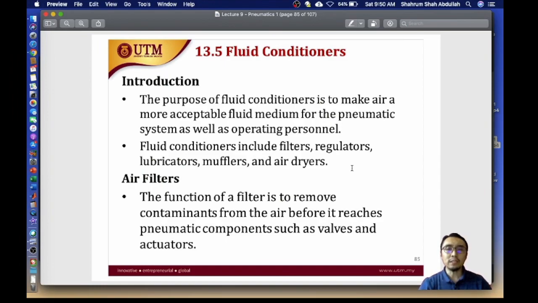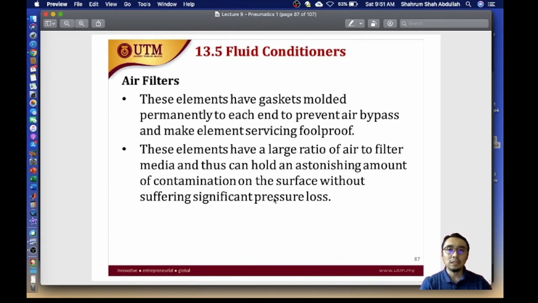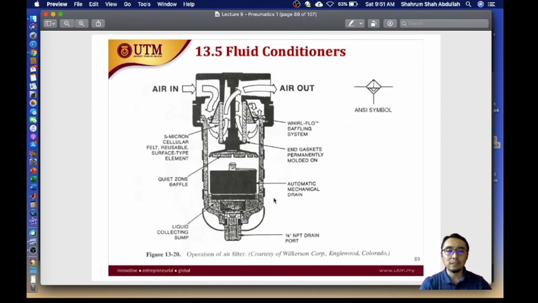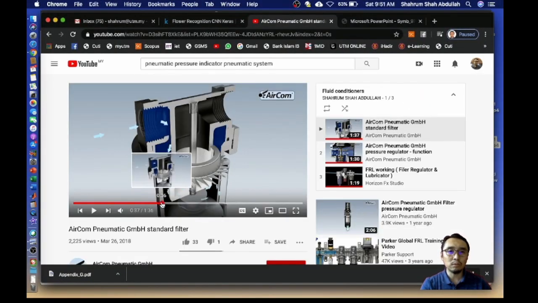So the first component is F, which is the filter, and the function of a filter is just to remove the contaminants from the air before it reaches the pneumatic components such as the valve and actuator. It can remove contaminants in the 5 to 50 micrometer range, and this is the schematic of an air filter, and this is the separate symbol for it. To illustrate the function of this, we can just refer to this video.